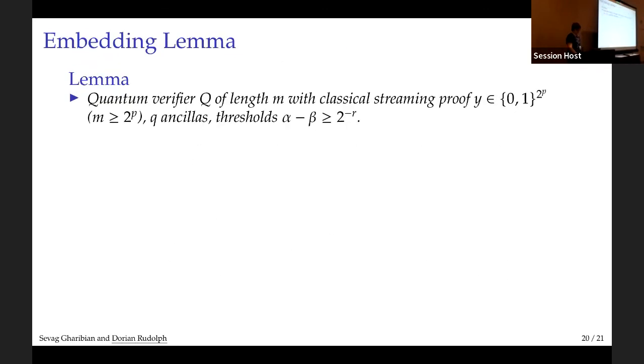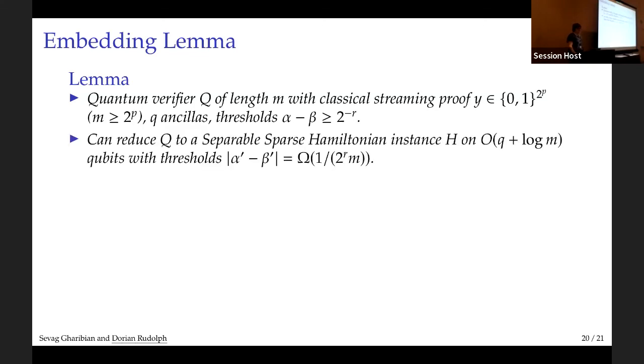Okay, that's that. And so let's now state the embedding lemma. We have a quantum verifier Q of length m with a classical streaming proof y of length 2 to the p, with m at least 2p. We have Q ancillas and thresholds alpha, beta with alpha minus beta larger than 2 to the minus r. Then we can reduce Q to a separate sparse Hamiltonian instance H on Q plus log m qubits. So the number of qubits is logarithmic in the proof length, with thresholds alpha prime and beta prime being omega of 1 over 2 to the r times m. So the longer our proof is, the smaller the thresholds we have to use.